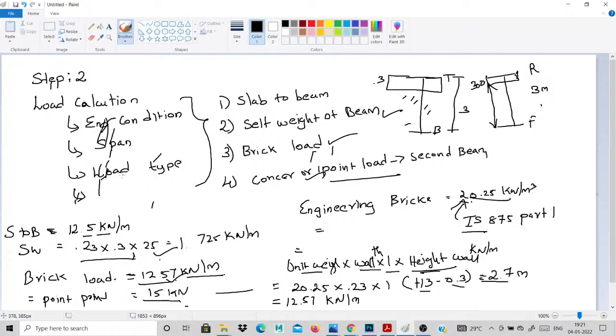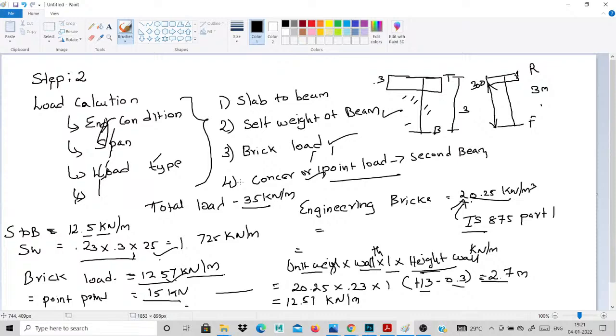My total load: I take 12.5, 13, and then 35. Approximately I take this as 35 kilonewton per meter. This is the load calculation for your beam.